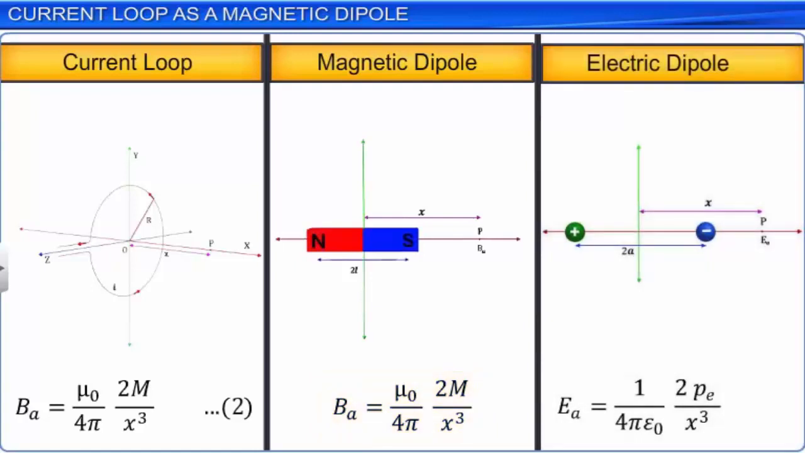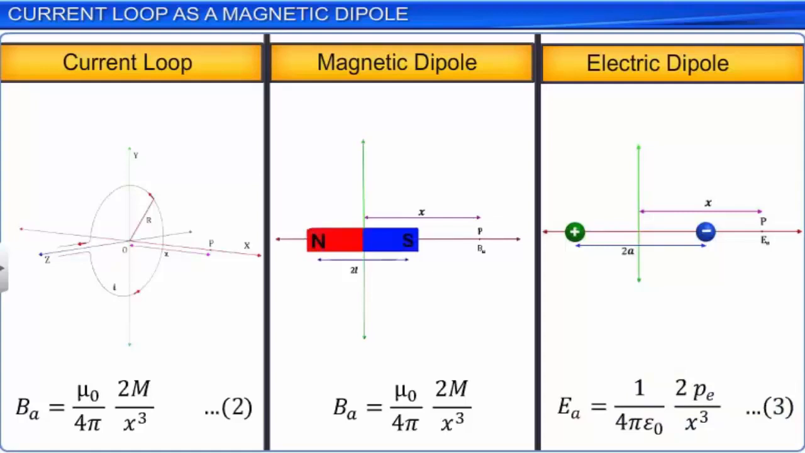We also know that the electric field intensity at a point P on the axial line at a distance x from the center of an electric dipole, EA, is equal to 1 by 4 pi epsilon naught into 2 PE by x cube, where PE is the moment of the electric dipole. Let this be equation 3.